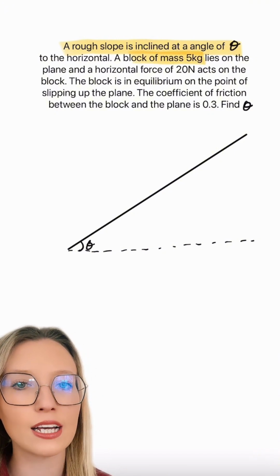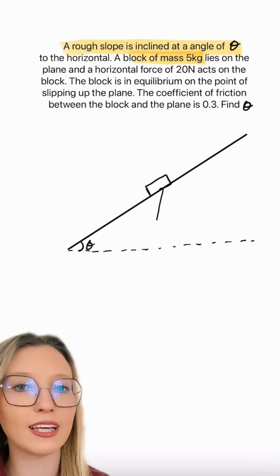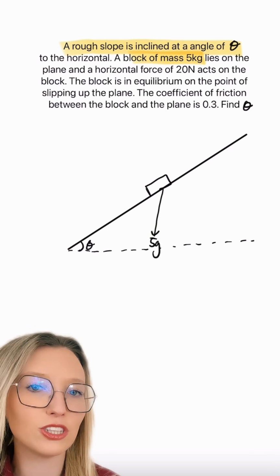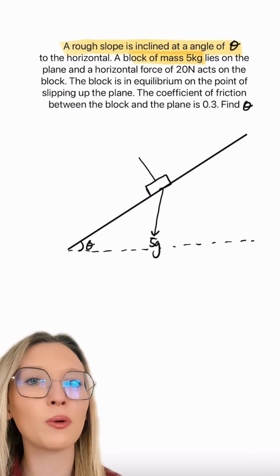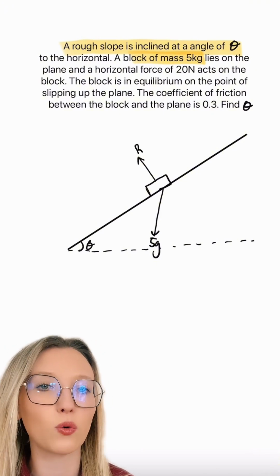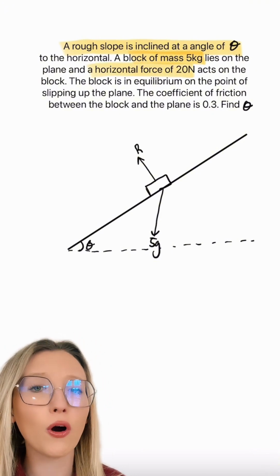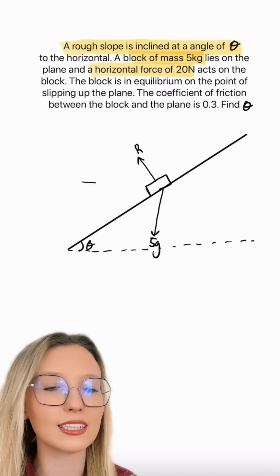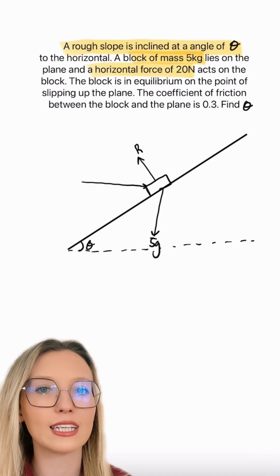So if we draw this in, we know then we're going to have a weight of 5g, where g is 9.8. We also know we're going to have a reaction force from the surface of this block. So we're going to call that R. We're then told we've got a horizontal force of 20 newtons acting on the block. So we can draw this in here.